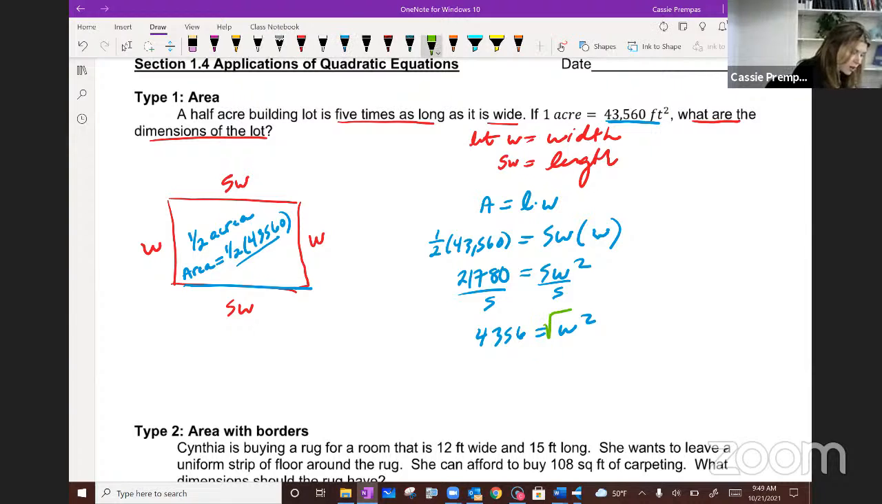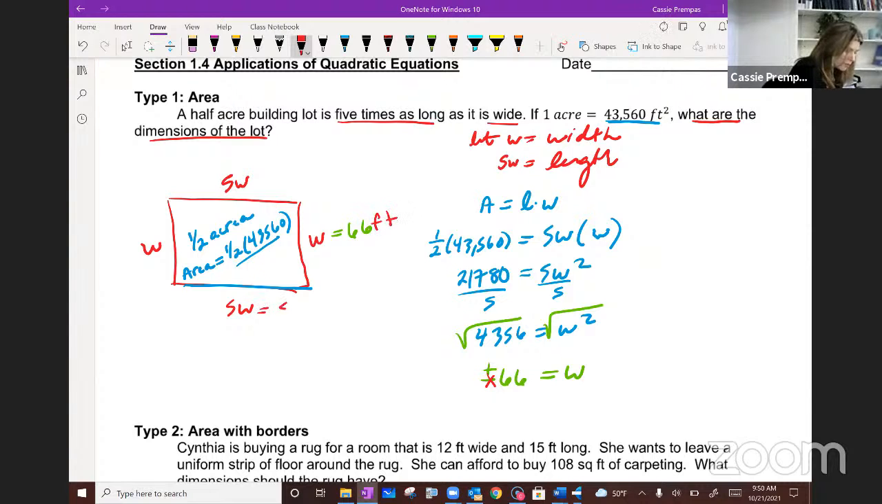What undoes a square? A square root. And that tells me that's plus or minus 66 is equal to the width. Now, here's the thing about quadratics in word problems. There is almost always one answer that you have to throw away because it doesn't make sense in the context of the problem. So if I'm looking at, could a width be 66? Yes. Could it be negative 66? No. So I have to throw away the negative answer and say that the width would be 66 feet.